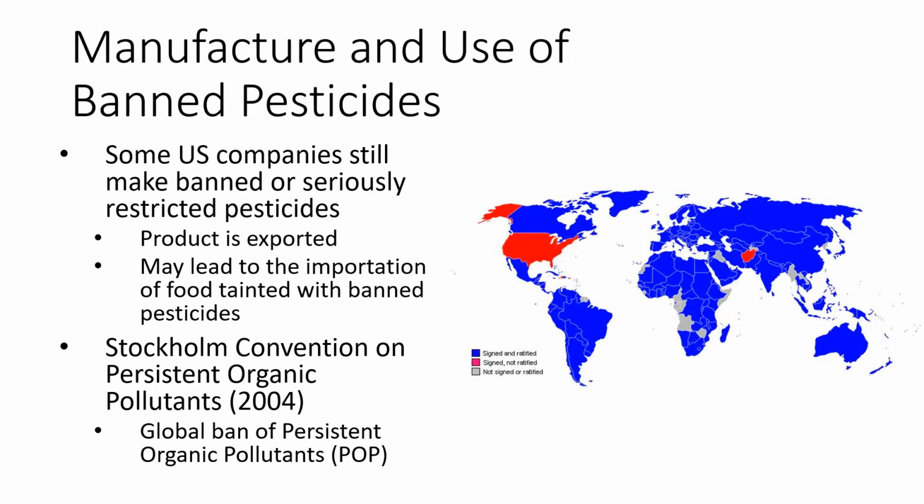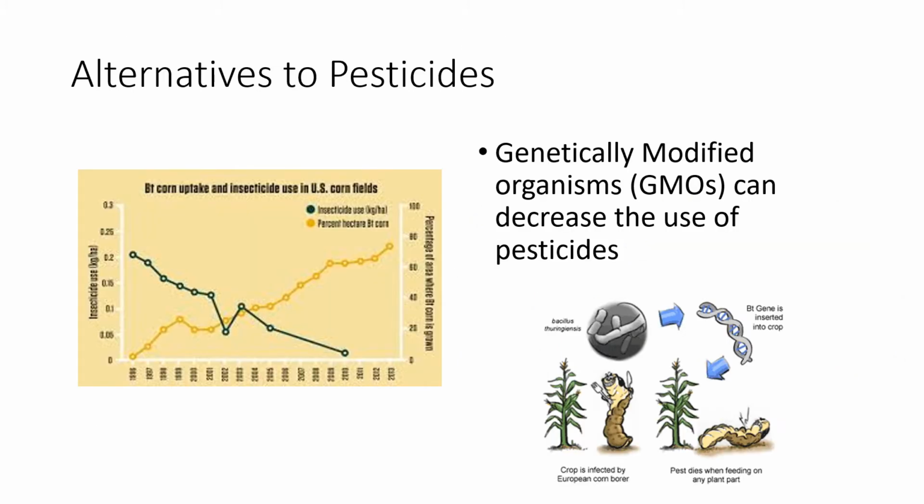And so this is why we banned certain pesticides like DDT during the Stockholm Convention. But you can see that there are only a handful of countries that signed this. Amazingly, we did. So we banned it and restricted it. But some companies actually still make it and export it to other countries who then use it, and then those foods are then brought back into our country. So, you know, DDT is still around. Of course, there are alternatives to pesticides, which we'll talk about more when we talk about integrated pest management.